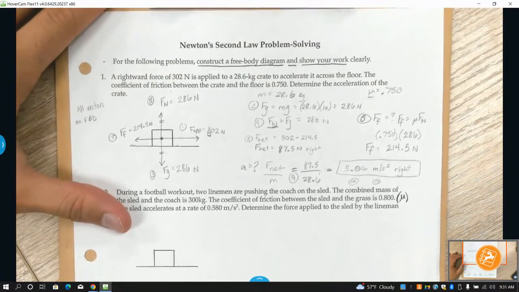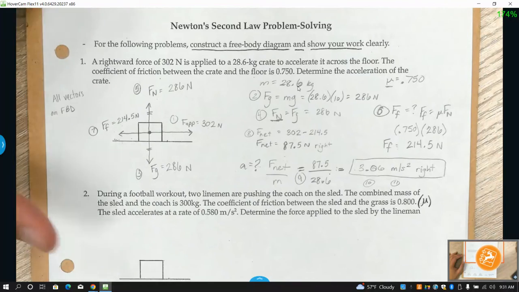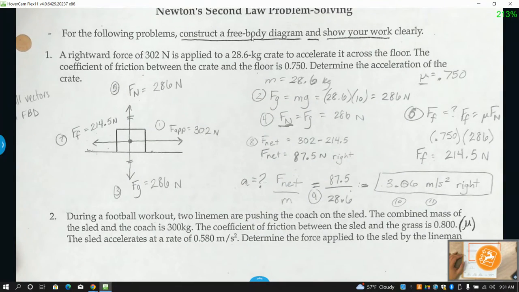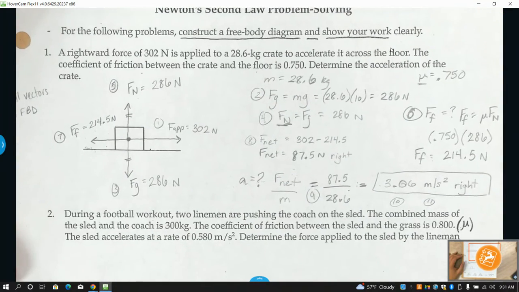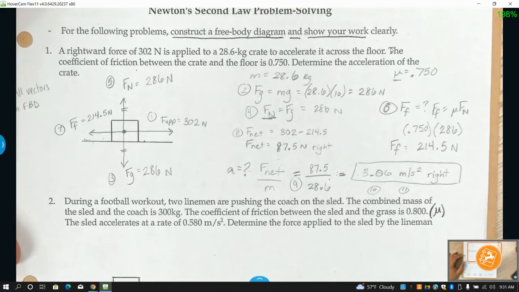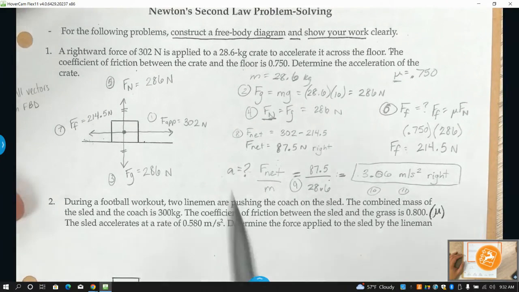So, completing the Newton's second law problem solving. Definitely want to construct a free body diagram, and we've got to show all of our work. So I'm going to run through this. We just completed this problem. We're going to run through everything.